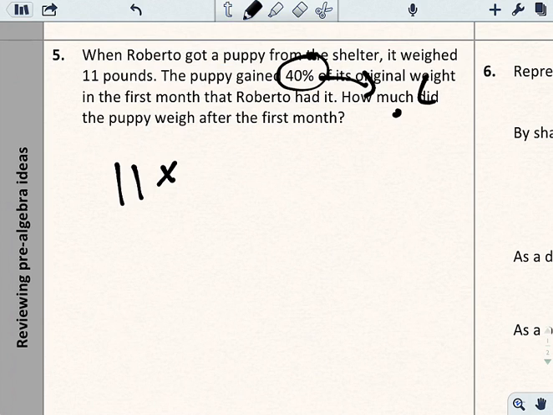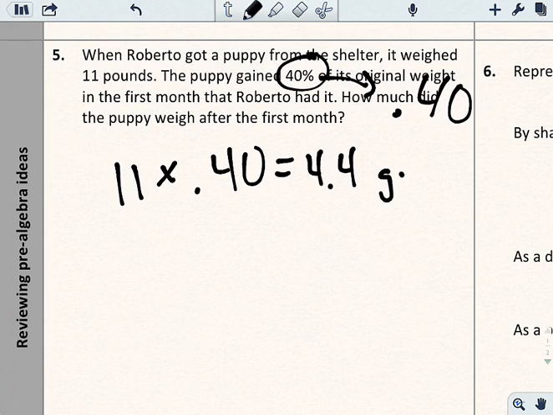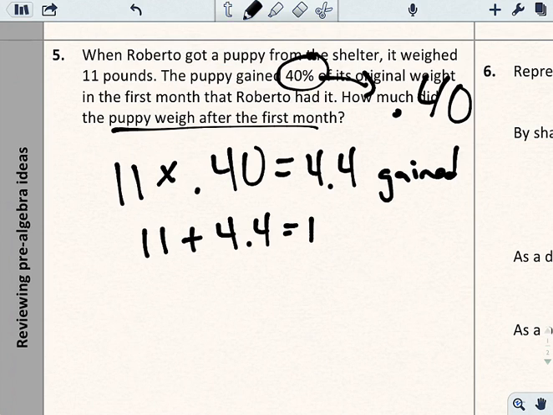40% as a decimal is going to be 0.40, which is 40 divided by 100. So this is going to tell us how much it's actually going to gain. So bringing out my handy-dandy calculator, I'll take 11 times 0.4. Ooh, 11 times 0.4 is 4.4. Okay, so that's going to be the amount gained. Now, this doesn't actually answer the question because we want the puppy's weight. Well, he was 11 pounds, gained 4.4 pounds. That means he's a nice chunky 15.4 pounds.